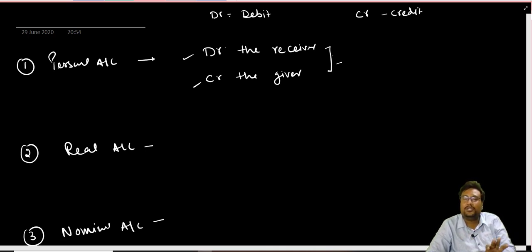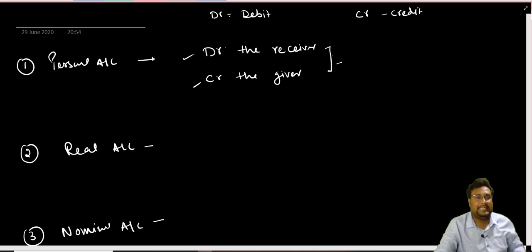Okay, I think this rule is clear to you. Debit the receiver and credit the giver, and you have to learn these rules. Again, I'm giving you an example. Suppose furniture received from Shyam. I'm receiving furniture, but who is giving furniture? Shyam. So Shyam will be debit or credit? Credit. Why so? Because Shyam is giving the furniture. Clear?